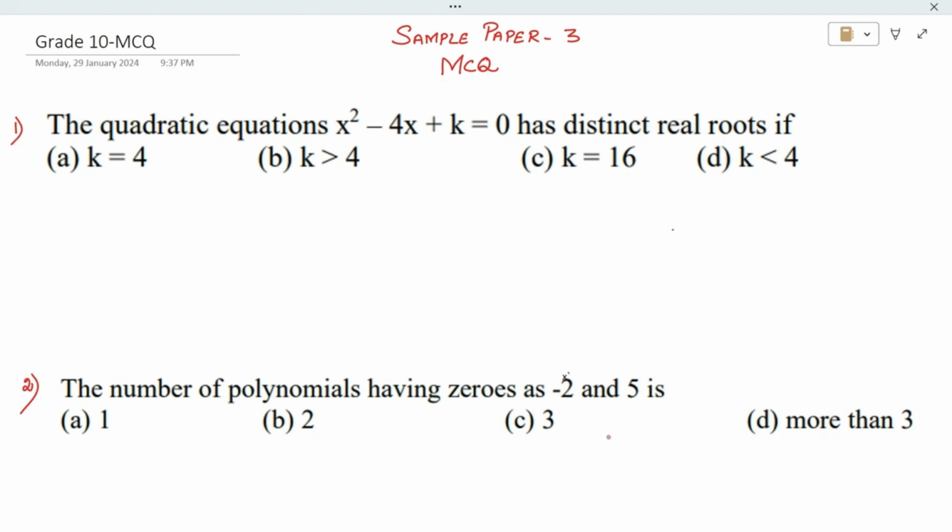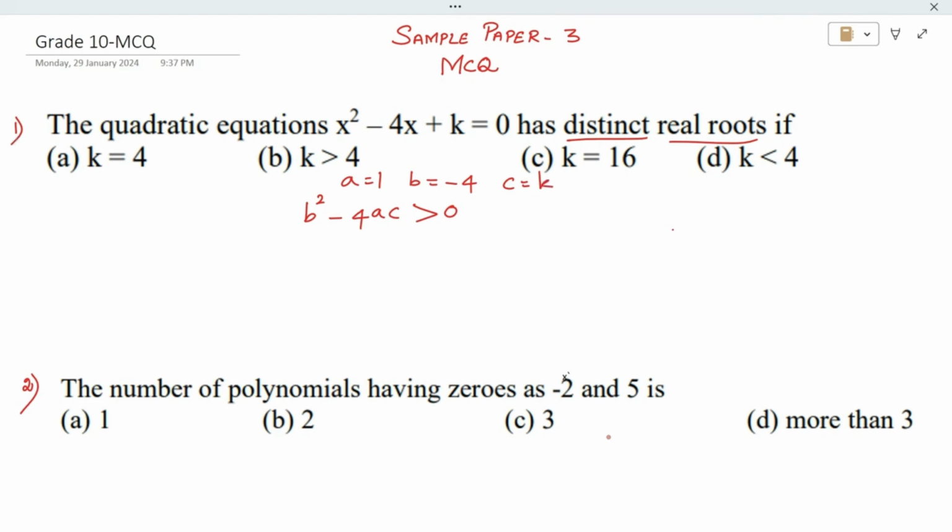The quadratic equation x square minus 4x plus k equal to 0 has distinct real roots. So when I have distinct real roots, only when b square minus 4ac is greater than 0, isn't it? So from the quadratic equation, I am going to filter what is a. A is the coefficient of x square, which is 1. B is the coefficient of x, which is minus 4. Okay, C is equal to k.